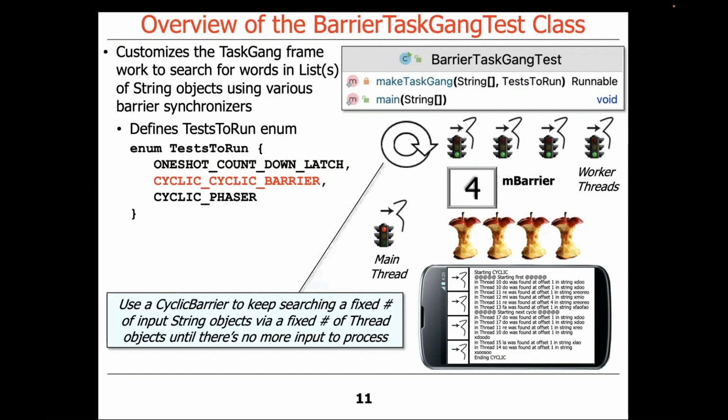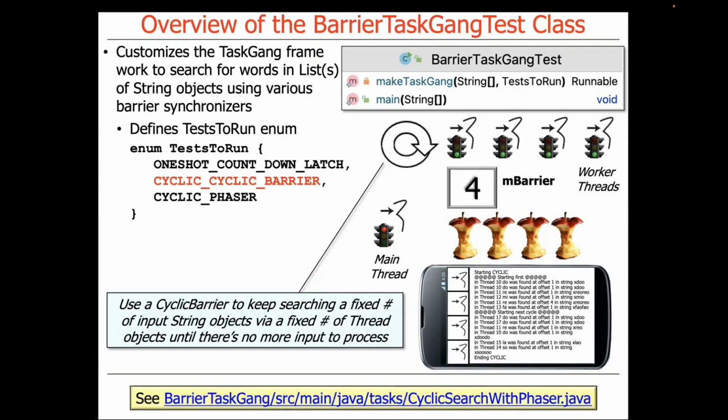Then we're also going to use something called the cyclic barrier test. And this is going to run multiple times. It's going to have a cycle, and it's going to keep searching a fixed number of input strings using a fixed number of thread objects until there's just no more input to process, until all the input has been exhausted. And for this, we're going to use a cyclic barrier. And of course, you can find the code for this at the link at the bottom of the slide.